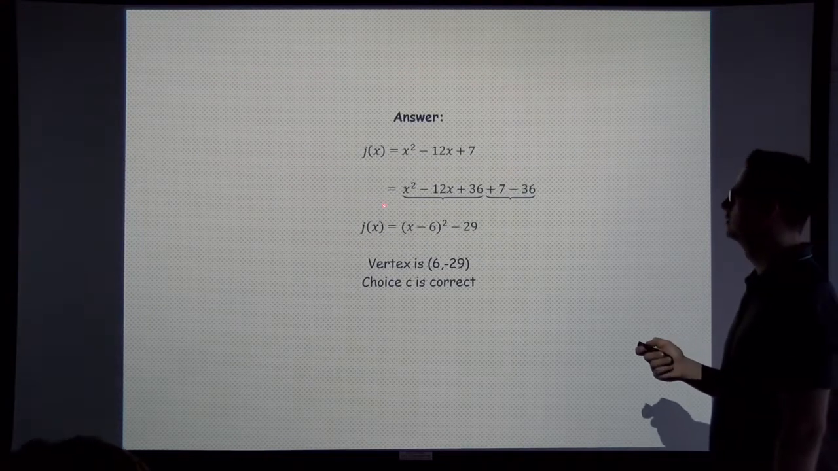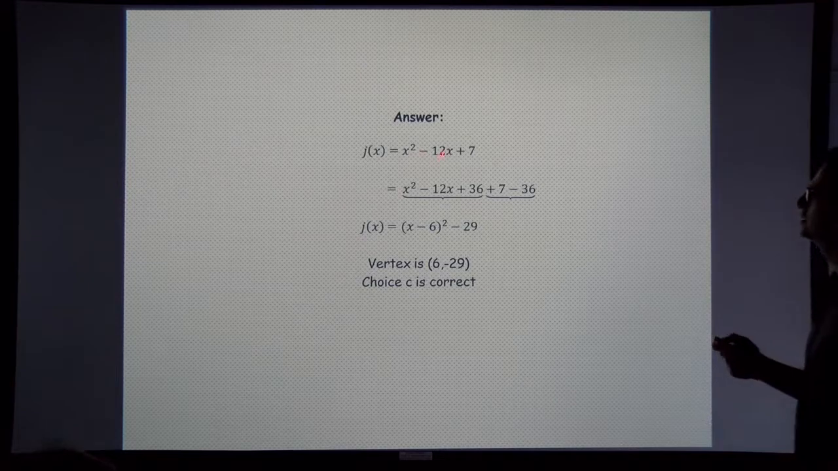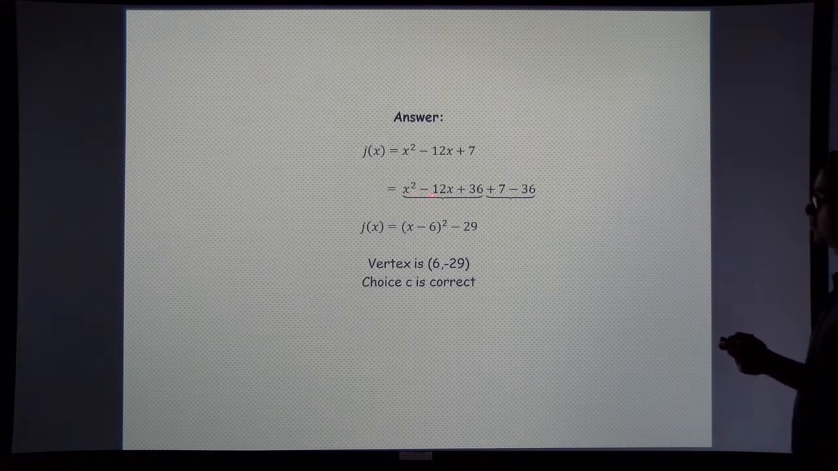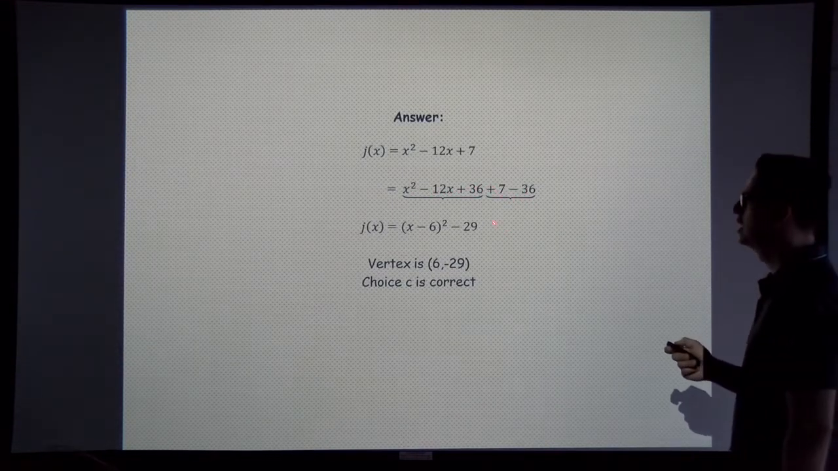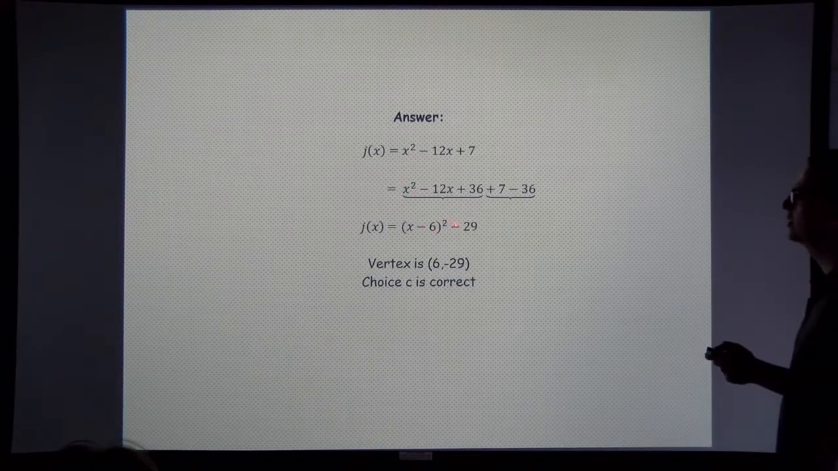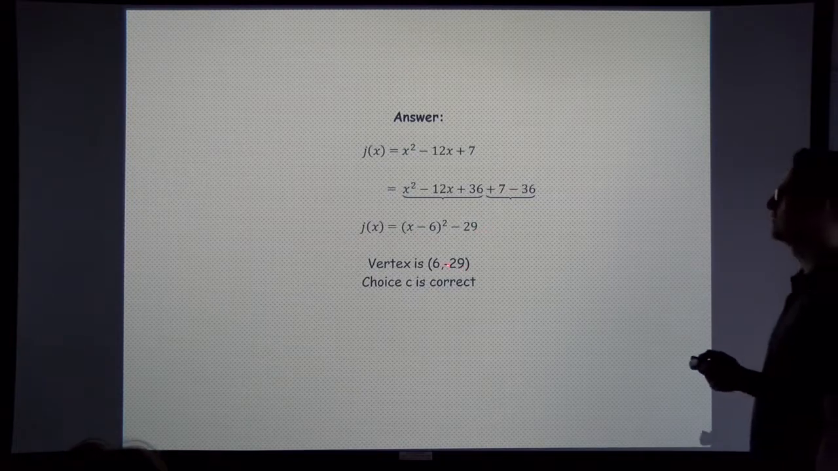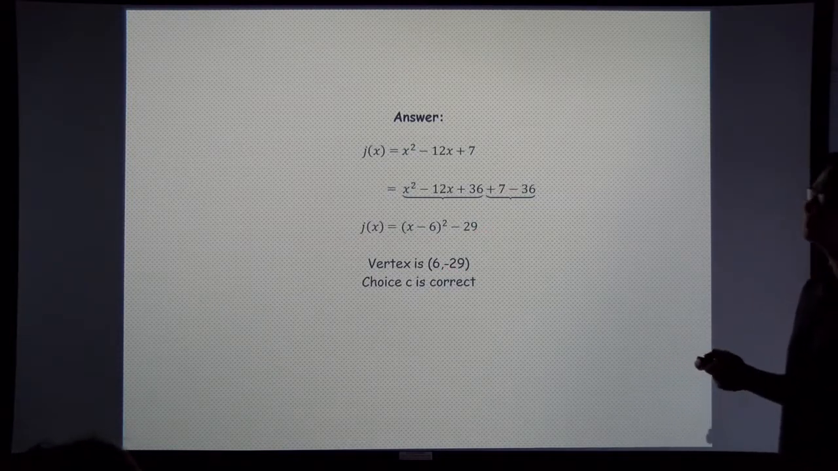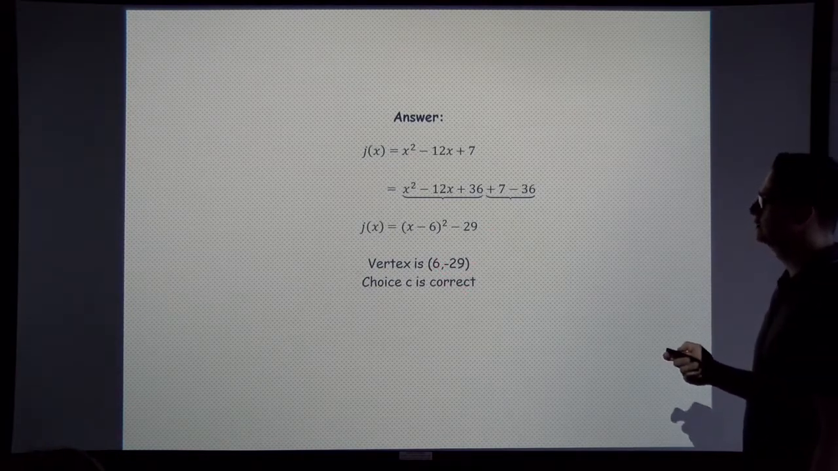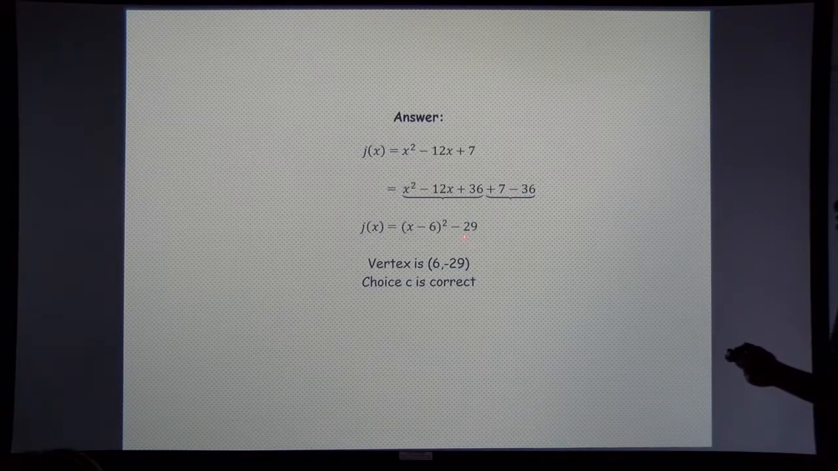So if we have j of x equals x squared minus 12x plus 7, we'd come down to x squared minus 12x plus 36 plus 7 minus 36, and we factored it out, we would be left with (x minus 6) squared minus 29, meaning our vertex or our turning point of our parabola is going to turn at x equals 6 and y equals negative 29. So all we did was basically do the steps backward of the FOIL method.